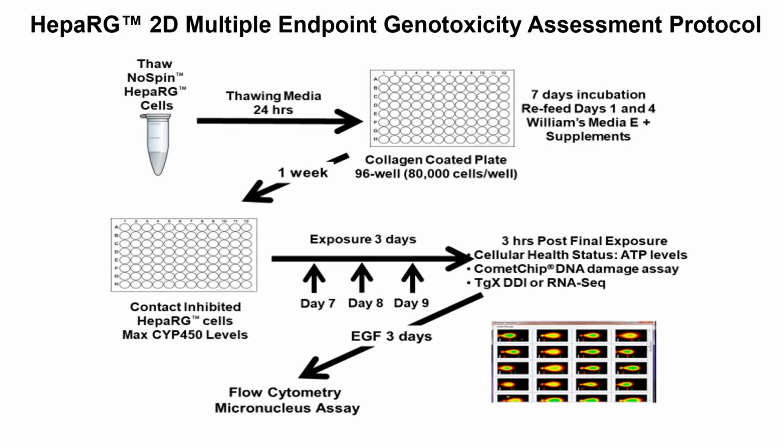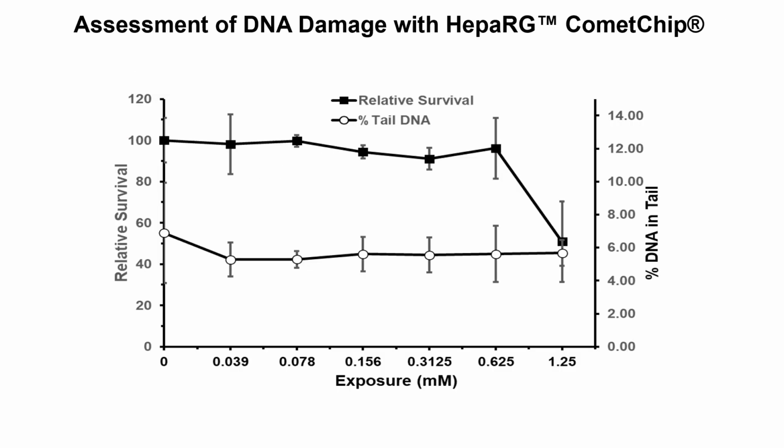What I'll be talking about today are the Comet chip assay, and with epidermal growth factor, we are able to get the HepaRG cells to go into cell division and measure a micronucleus. So 3 days of exposure, and 6 hours after the last exposure, we do the Comet chip assay, and then give the cells epidermal growth factor and measure the micronucleus 3 days afterwards.